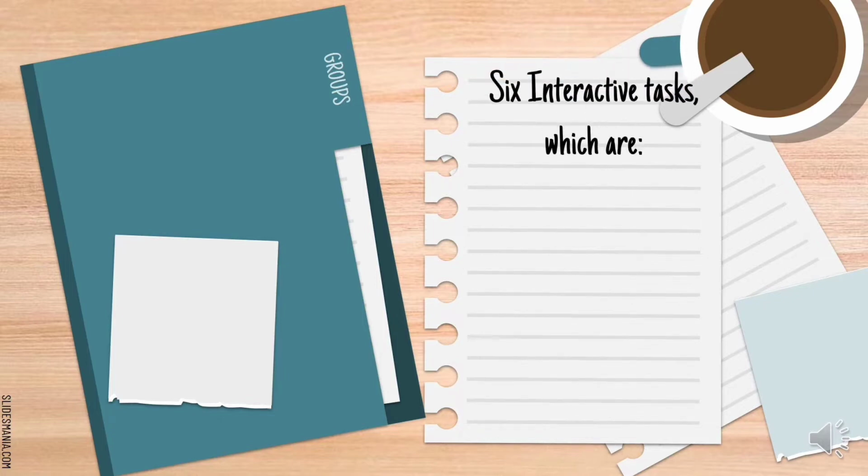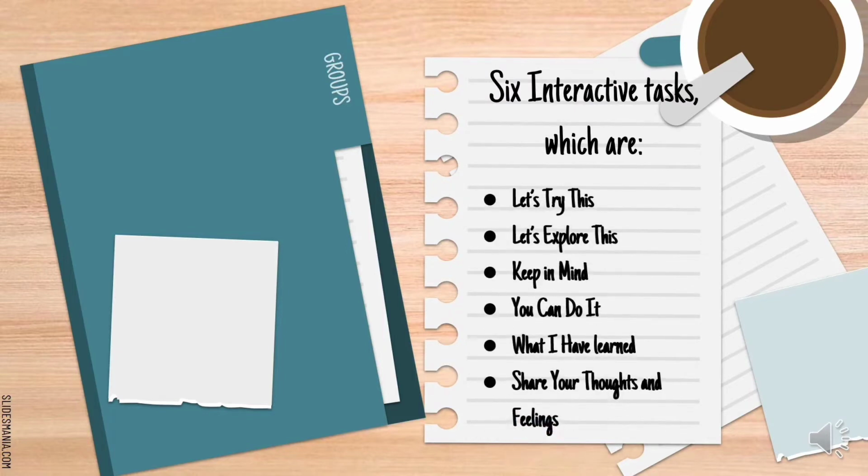The module has 6 interactive tasks, which are: let's try this, let's explore this, keep in mind, you can do it, what I have learned, and lastly, share your thoughts and feelings. Make sure to read, think, follow, and enjoy every task that you're asked to do.